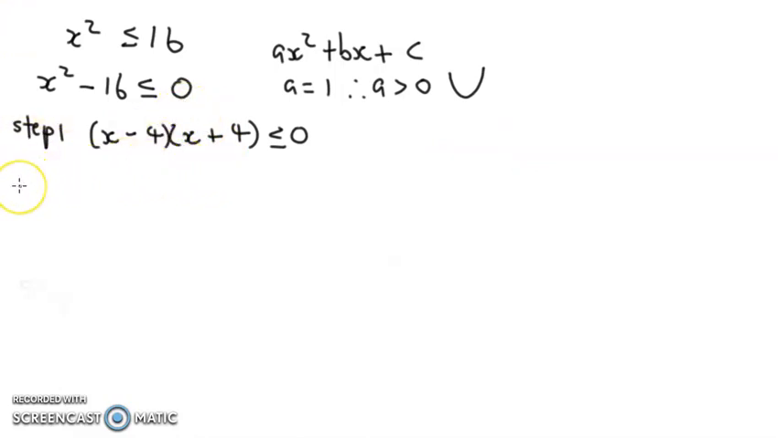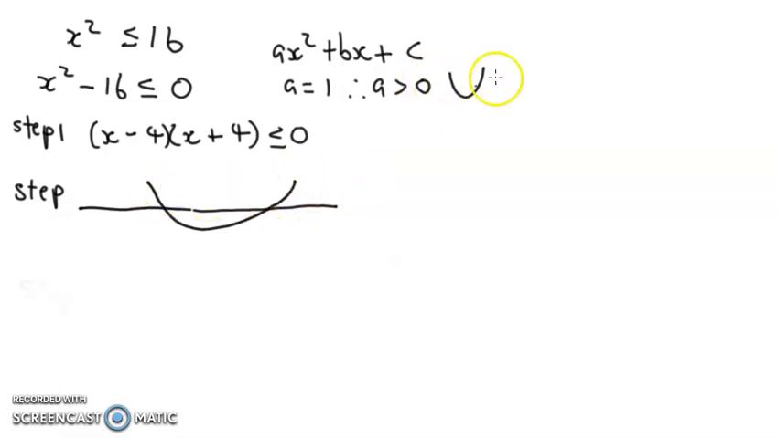So now that you've done step 1, step 2 involves drawing a diagram. Remember, this diagram is very important because you get marks for drawing it as well. And many people don't draw it. I don't know why, but many people don't. So let's draw the diagram. The reason it's concave up, it's because a is greater than 0, as I had said initially.